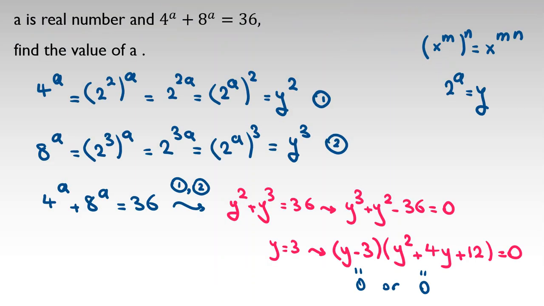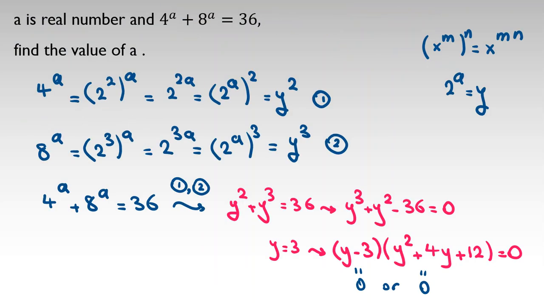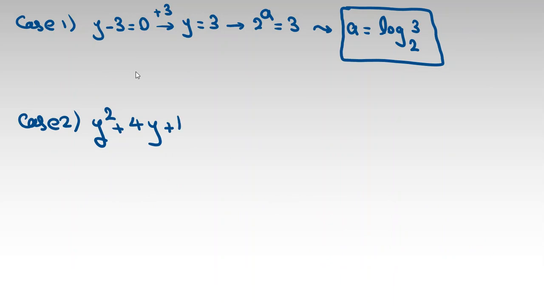Now, let's consider the second case. This term is 0: y squared plus 4y plus 12. Case 2, y squared plus 4y plus 12 equals 0. Now, I solve this in two ways. I want to prove we don't have any answer. The first way, I use this identity: a plus b squared is a squared plus 2ab plus b squared. So this is solution number 1 for this part.